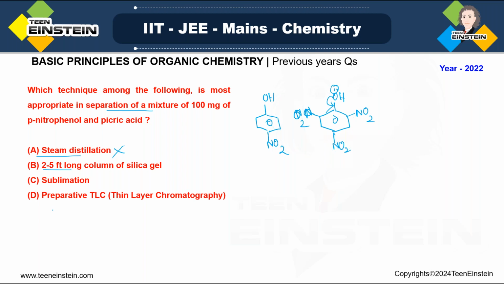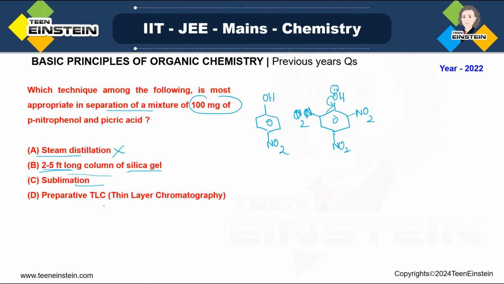Next we have a 2 to 5 feet long column, but see, this is only a 100 milligram mixture. This is a very small quantity, and a 2 to 5 feet long column is so large in size. This type of column you can use when you have a very large amount of compound. This scale is not suitable for it. Then we have sublimation, but sublimation you cannot do for just any molecule. There must be some sublimation property, otherwise you cannot do it. So in this case it is not possible.